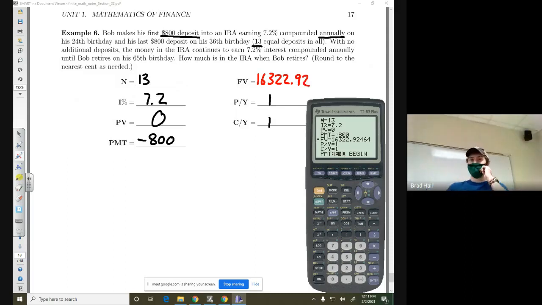But we're not done. That's the first part of this problem. This problem in the homework is not a part A and a part B. It's just do all of this at once, but it's broken down into 2 parts. That's everything he did up to his 36th birthday. After that, he stopped depositing money. Do you know what that means? There's no more TVM solver. TVM solver only works when you're actively depositing money. Instead, it says that it's just compounding annually.